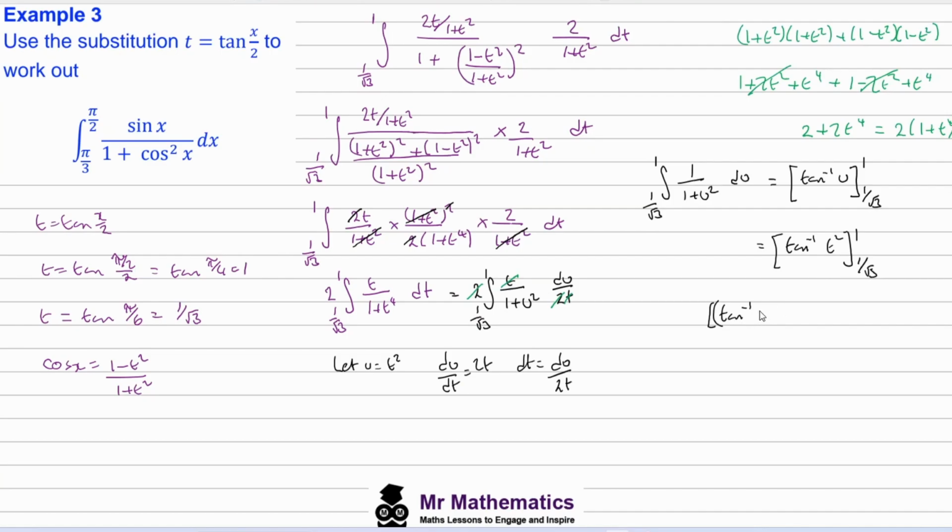So now we can substitute in our limits, and we get the arctan of 1 squared minus the arctan of 1 over root 3 squared, which is 1/3. Well, the arctan of 1 is pi over 4, and the arctan of 1/3 is 0.3218. We can work this out on our calculators, and we get 0.4636.